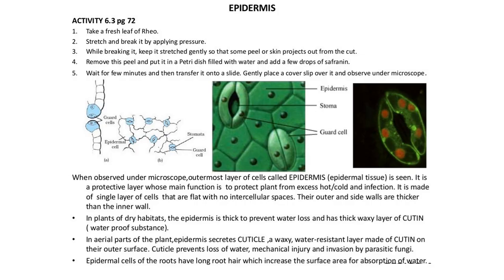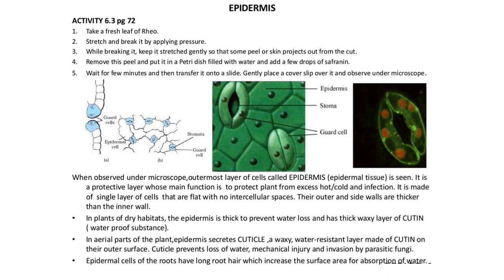Now let's talk about an activity which is being given in your NCERT book only. In this particular activity, what you need to do is take a fresh leaf of Rhoeo and stretch and break it by applying some pressure, and while breaking it you have to stretch it gently so that some peel or some skin like structure projects out from that particular cut.